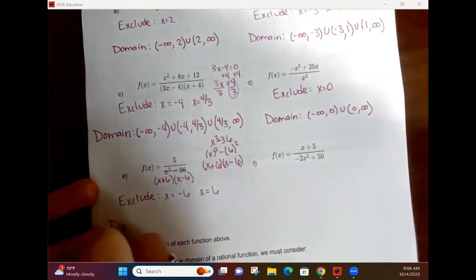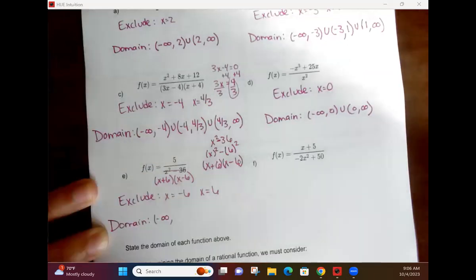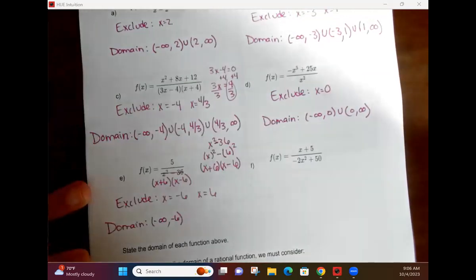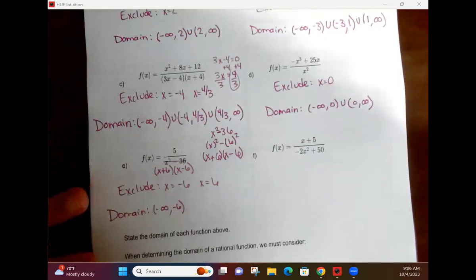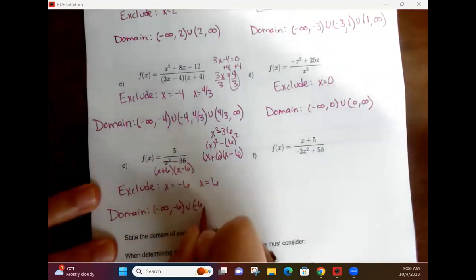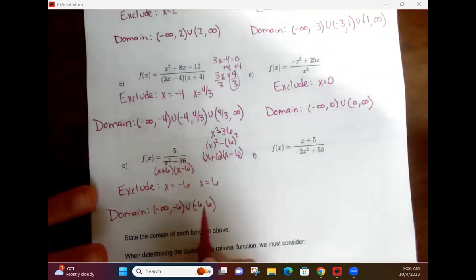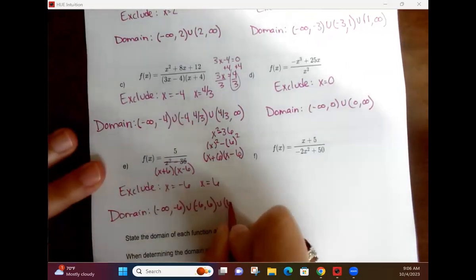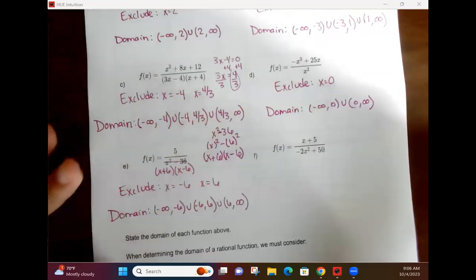So my domain then will be -infinity up to -6. Again, parentheses because I cannot include -6 in the domain. That's what we just saw here. And then -6 to +6. Every value in between those two excluded values is fair to include. And then anything greater than 6. So 6 to infinity.